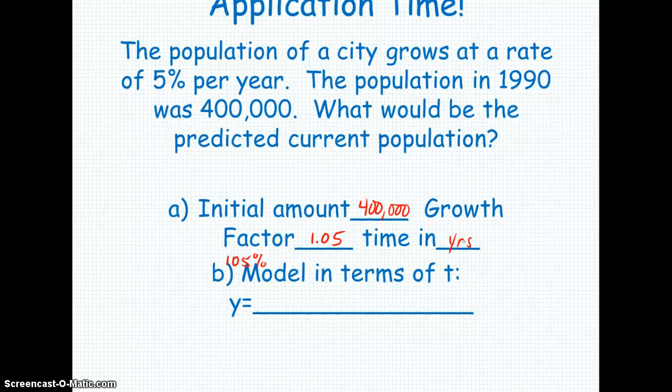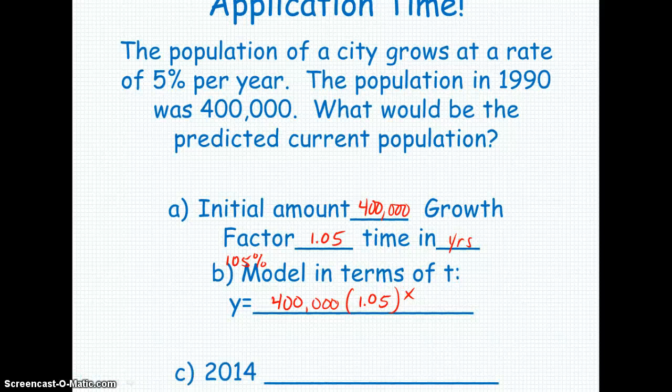To write my model, we'll start with y equals or f of x equals, either one, they mean the same thing. We start with our initial amount, 400,000, times our growth rate to the x power, and x represents our number of years.